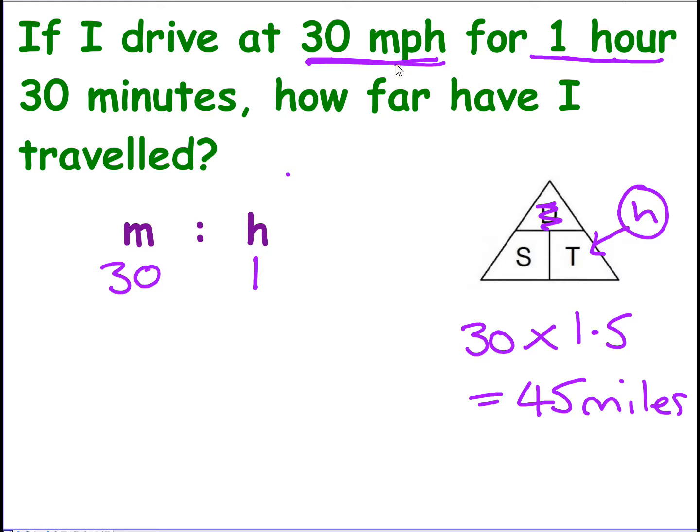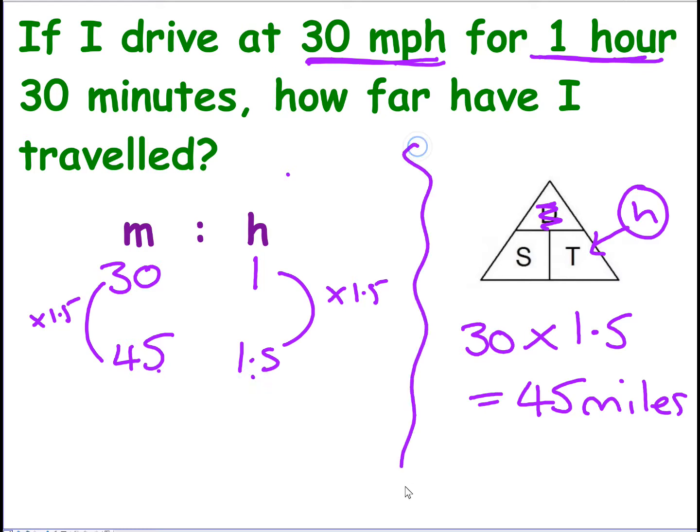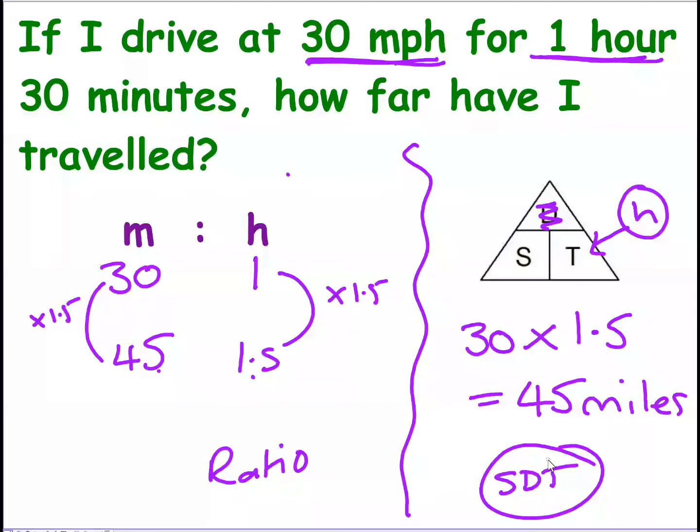If we did this using the ratio method, we know that our speed is 30 miles per every hour. I haven't got 1 hour, I've got 1.5 hours. So I multiply this by 1.5. And what I do to one side, I do to the other to get 45 miles in that 1.5 hours. So you can use either method, either the ratio method or the speed distance time triangle.